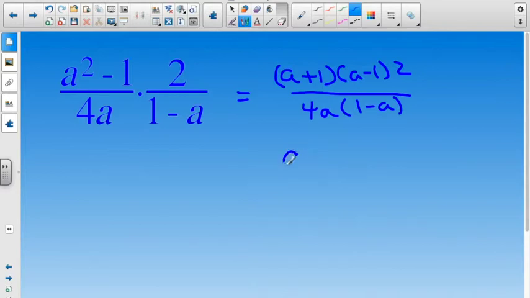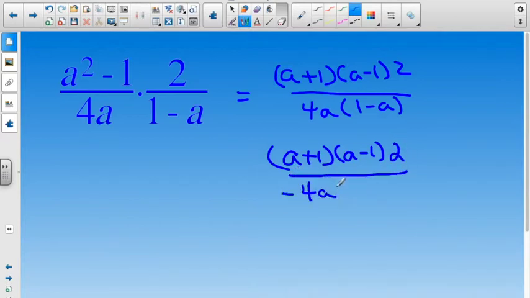So I'm going to rewrite this as a plus 1 times a minus 1 times 2 all over negative 4a times, because I'm taking a negative 1 out, a minus 1. Okay? If I multiplied a minus 1 by a negative 1, I'd come up with 1 minus a. So it is the same thing. So these are now going to divide out. And the 4 here is going to divide out with this, so I'm left with a 2.